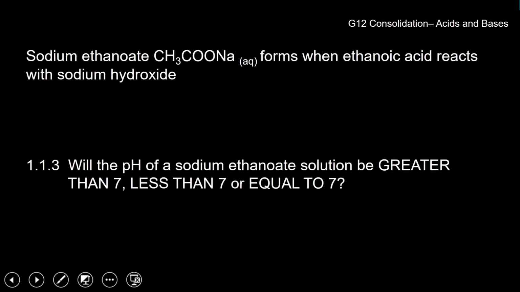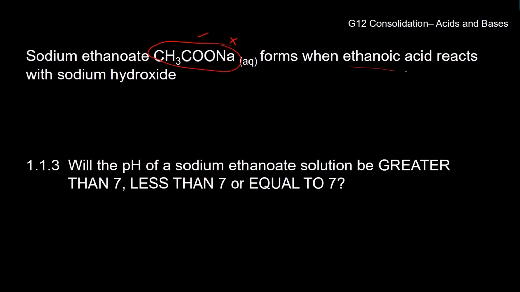Let's move on to our next question. Sodium ethanoate, and here's the formula for it. That is the negative part of this compound, and that is the positive part. It forms when ethanoic acid reacts with sodium hydroxide.